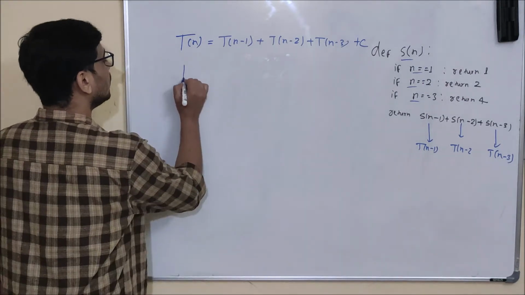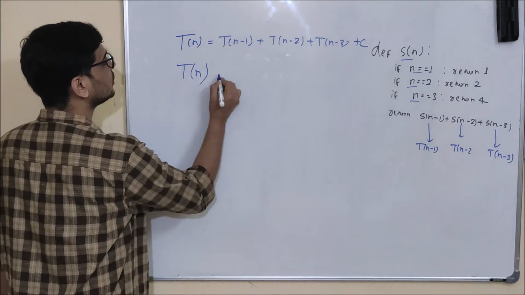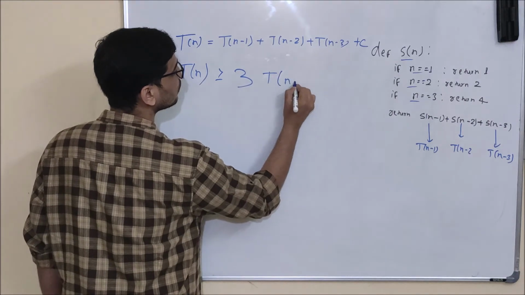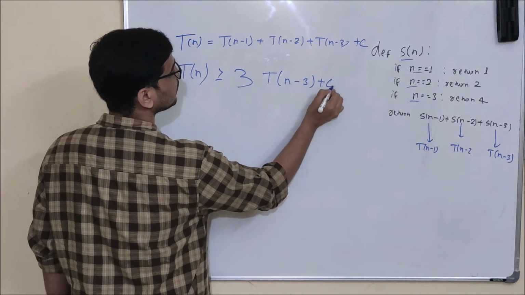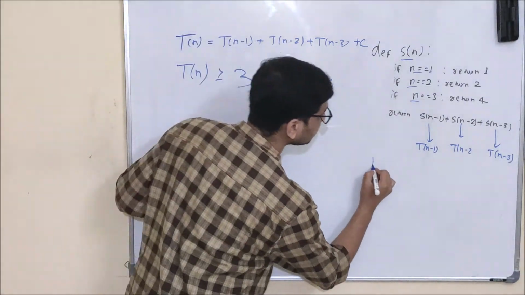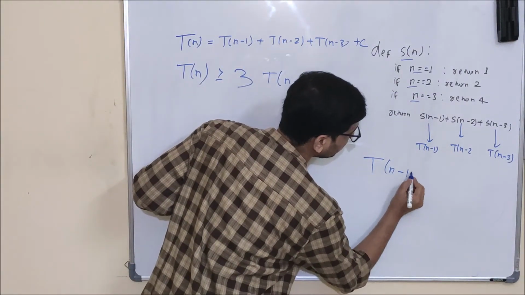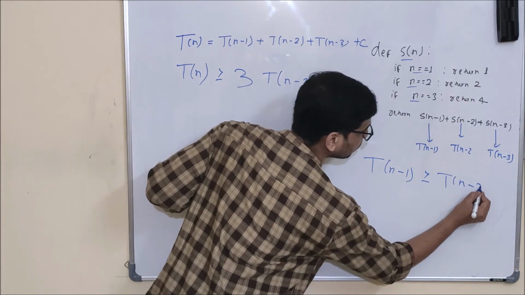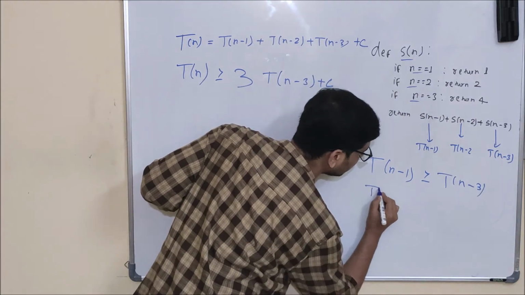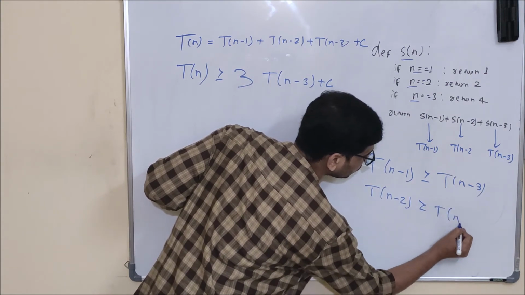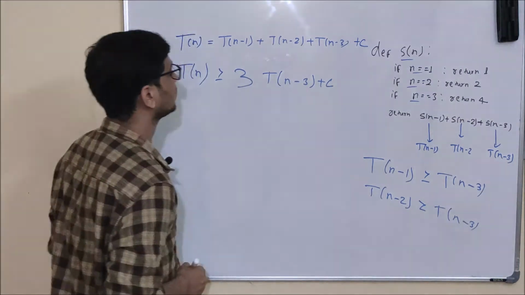So we can write it as t of n is greater than or equal to thrice of t of n minus 3 plus some constant time. Why can we write like this? Because in any case, t of n minus 1 will be greater than or equal to t of n minus 3. Similarly, t of n minus 2 will be greater than or equal to t of n minus 3.